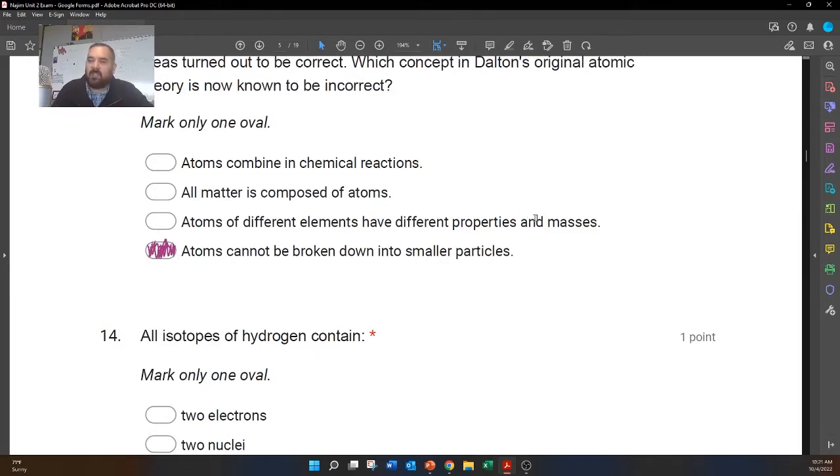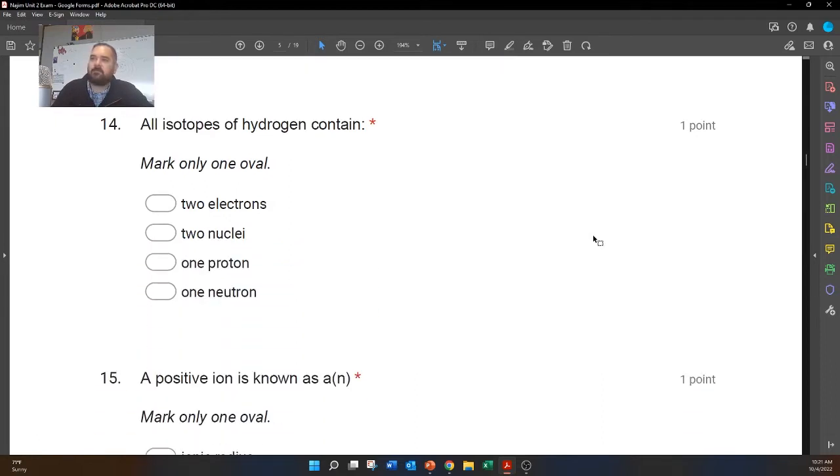It's the same question we answered a few minutes ago. All isotopes of hydrogen contain what? In order to be a hydrogen, it needs to have 1 proton. That's what you need to know about this one. If it's got more than 1 proton, then it's not hydrogen anymore.